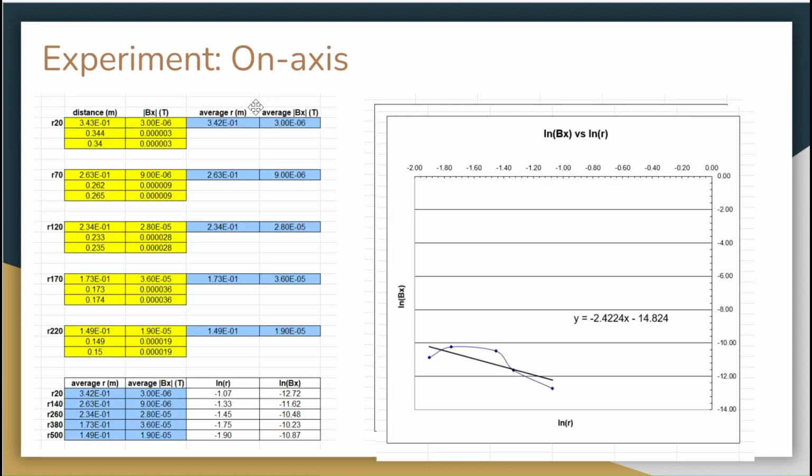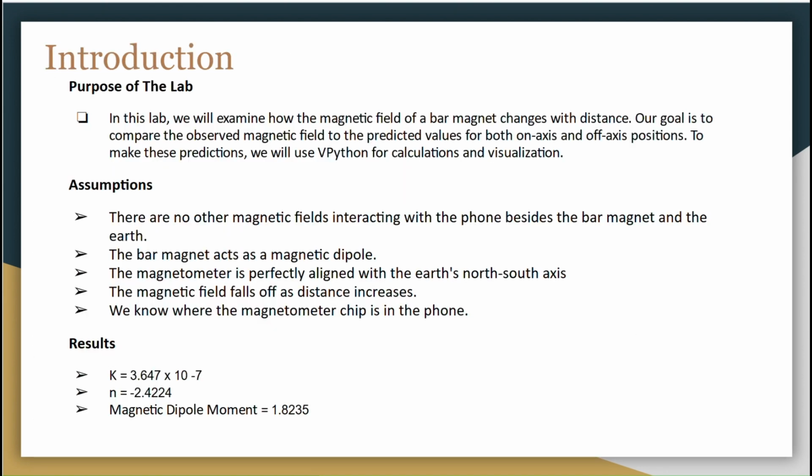Experiment on axis. Our data collected and displayed. Here we try to get as close to 0 as possible. We got pretty close, but we weren't perfect. That'll come into play later. We got two numbers for this line of best fit. Very important. This is n. Okay, this is our n value. You can see it right there.